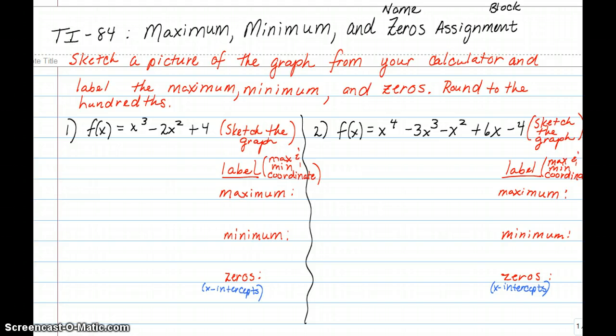You can write x equals, and that would be great, but please note that the ordered pairs for x-intercepts are always going to be some number and zero. So x value, x-coordinate value, and 0. You'll do the same for number 2. F of x equals x to the fourth minus 3x cubed minus x squared plus 6x minus 4.